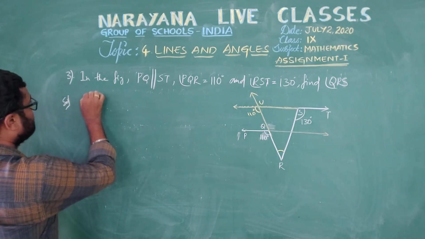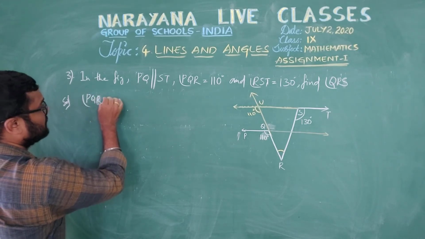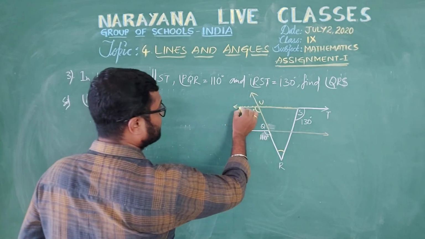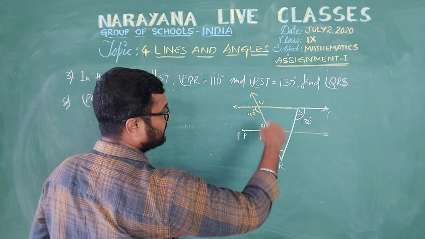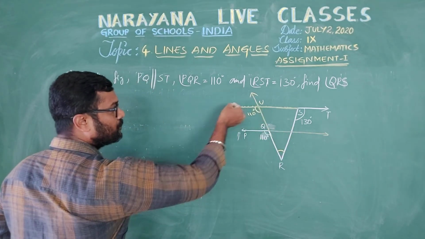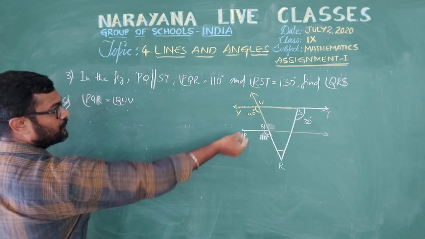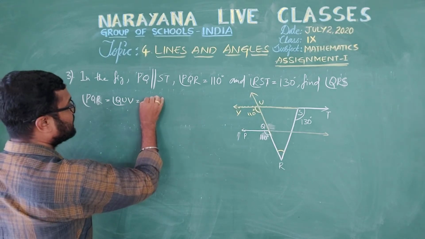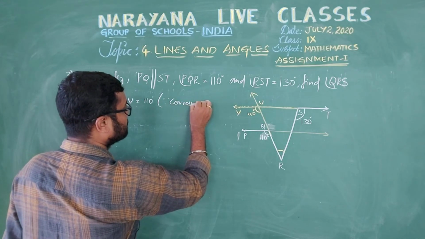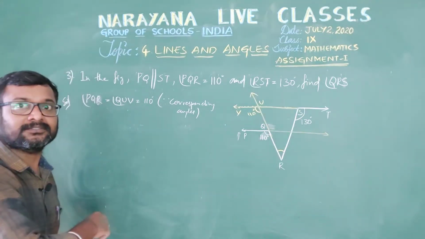Now angle PQR is equal to angle QUV. QUV is equal to what? 110 degrees, since they are corresponding angles. Corresponding angles, isn't it?